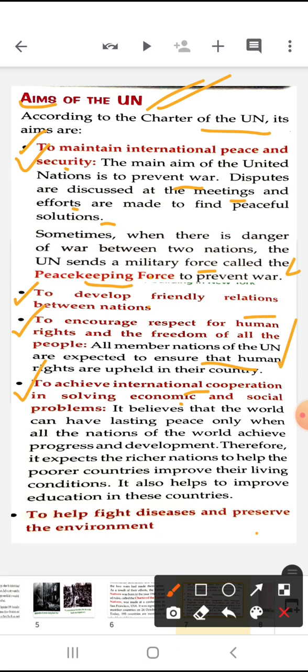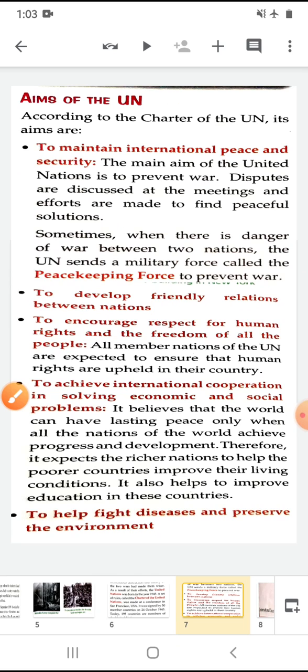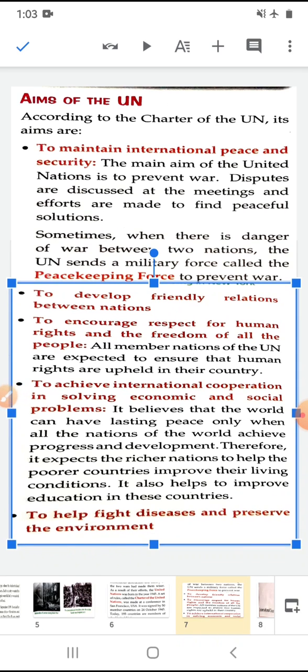Means United Nations achieves international cooperation in solving economic and social problems, as UN expects the richer countries to provide help to the poor countries in their living standard and also to improve their education system. Next, to help fight diseases and preserve the environment. This is also the duty or the aim of UN.